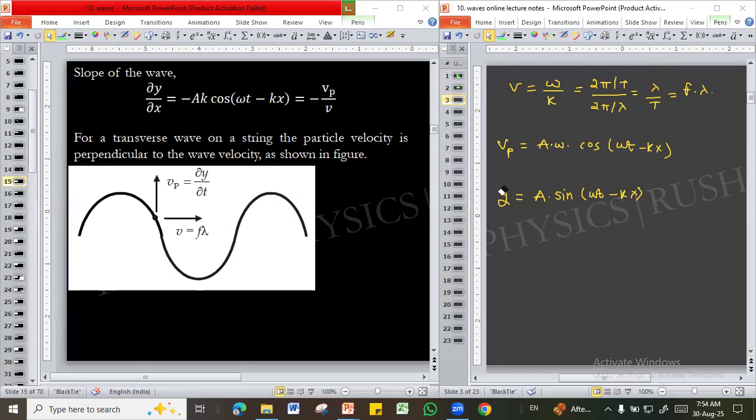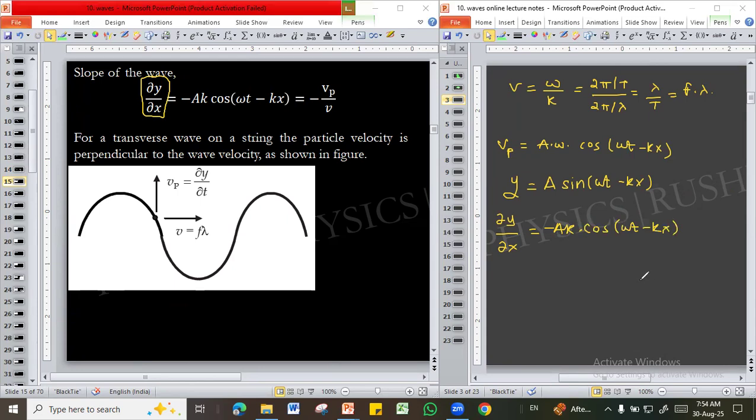Now we have the particle velocity, we have the wave velocity, and we also have the slope of the wave. What is the slope of the wave? Dou y by dou x. Slope of the wave is dou y by dou x. What was y? Y is A sin(omega t minus kx). So what was dou y by dou x? Dou y by dou x is equal to minus A k cos(omega t minus kx).